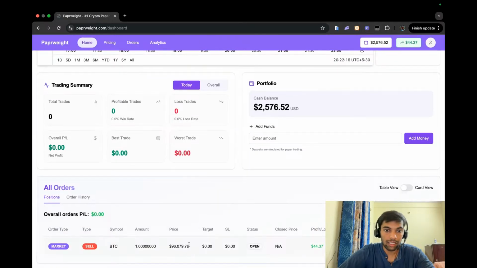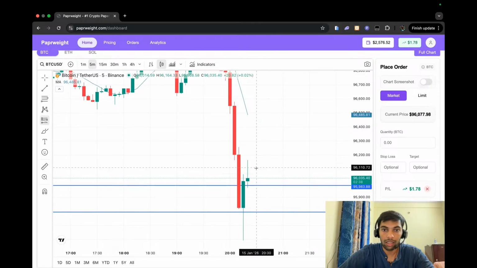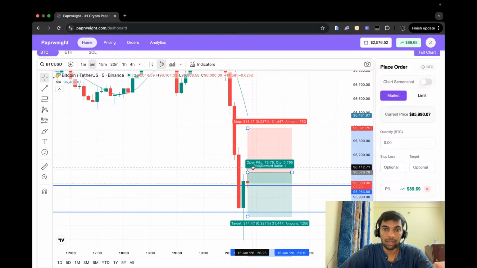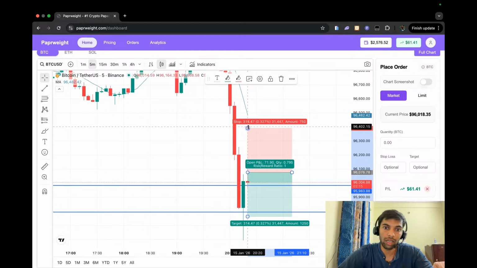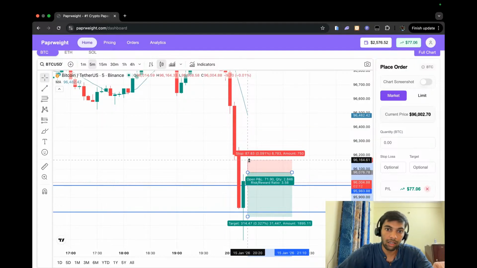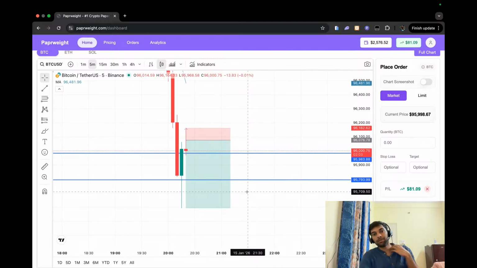Let me see 96079. Somewhere here, like my order. I have punched my trade in the downward direction because I saw that the market took a pullback, and my stop loss is extremely small. It is just above this candle, and my target would be at this point. Let's see how the market will behave.